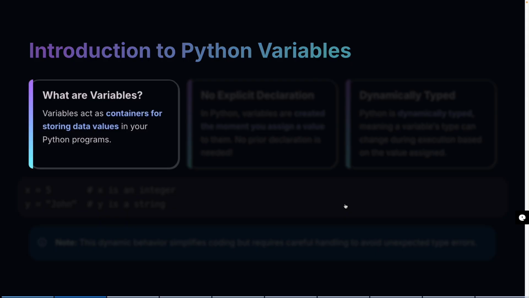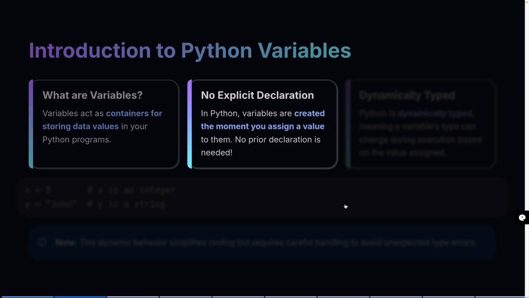Variables act as a container for storing data values in your Python programs. Let's say there is a box. That box is called a variable. In that box, there are so many gifts. Those gifts are the values.